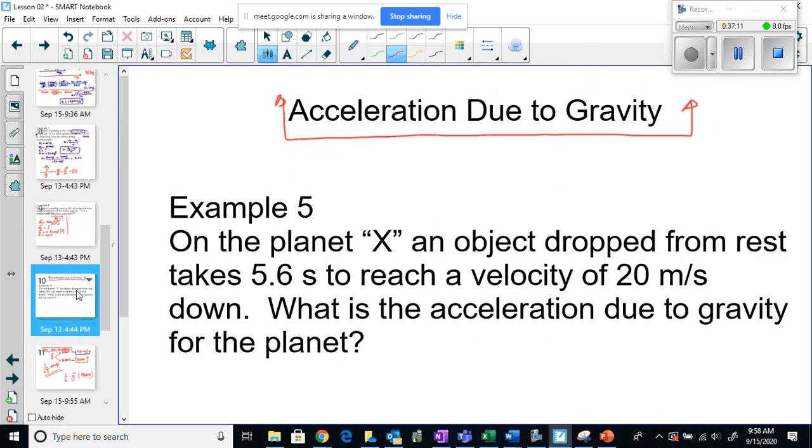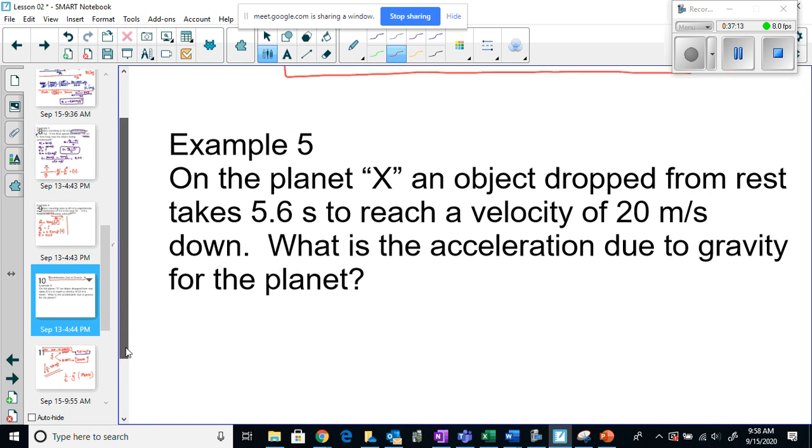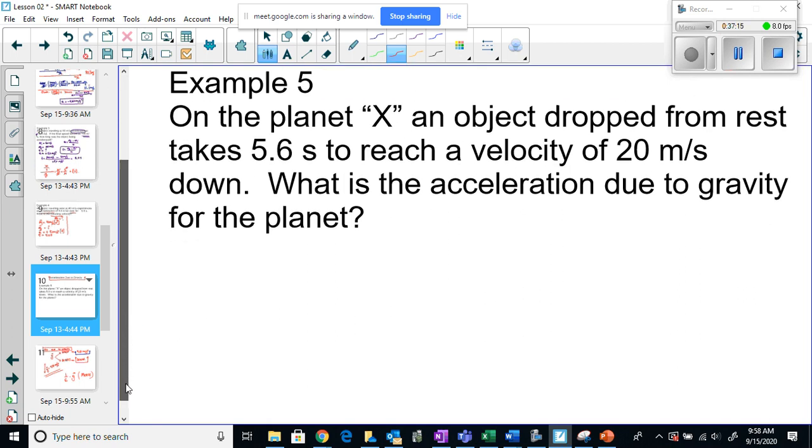Let's take a look at this question that we have here. On planet X, an object is dropped from rest, and it takes 5.6 seconds to reach a velocity of 20 meters per second down. What is the acceleration due to gravity for this particular planet?